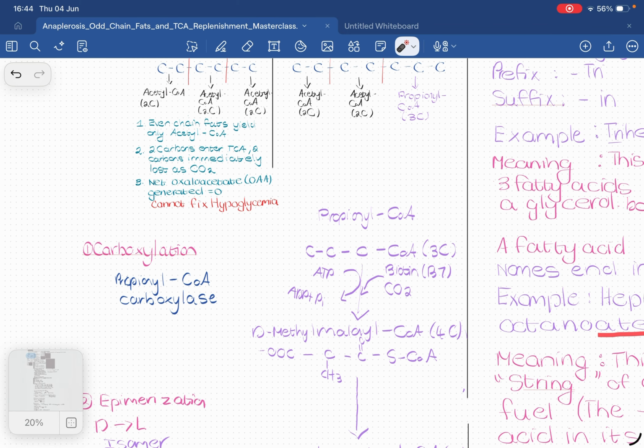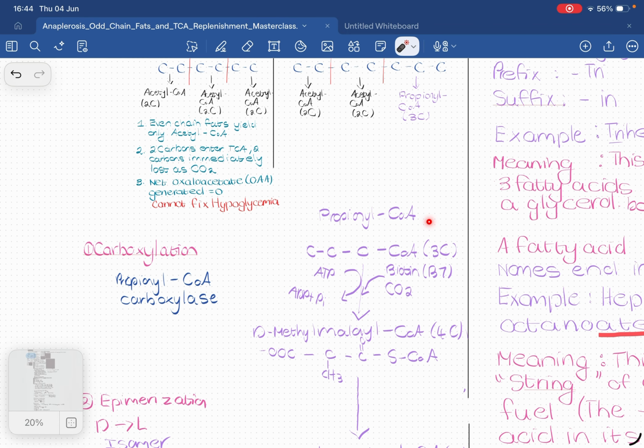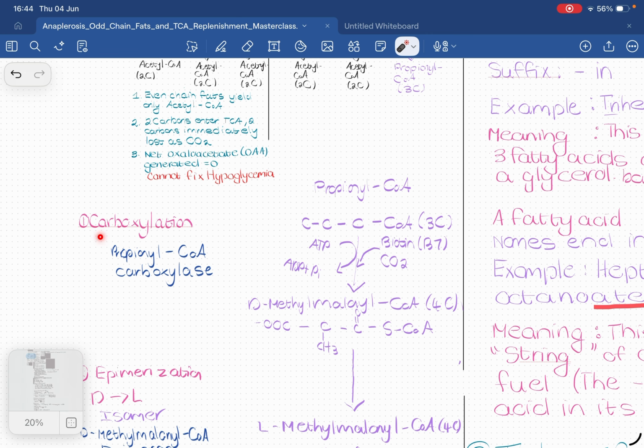So we're going to take this propionyl-CoA, and the first step is carboxylation. What's going to happen is the propionyl-CoA carboxylase enzyme will catalyze the conversion of propionyl-CoA to D-methylmalonyl-CoA, which is a 4-carbon unit. So the CO2 makes it now a 4-carbon unit. This happens in the presence of biotin, the vitamin B7.